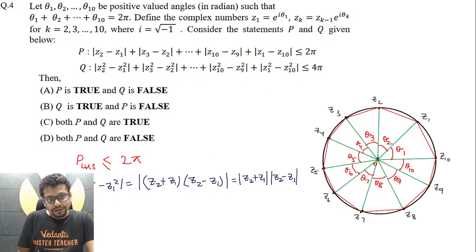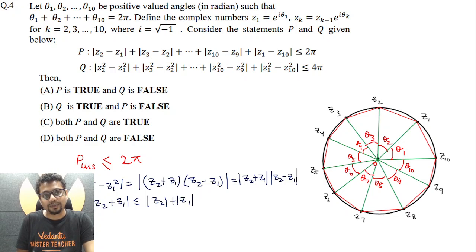And if you see carefully, mod Z2 plus Z1 using triangular inequality would be less than or equal to mod Z2 plus mod Z1, which essentially is 2. So that means this is less than or equal to 2. Similarly, you can say mod Z3 plus Z2 would be less than or equal to 2, and so forth, mod Z10 plus Z9 less than or equal to 2. Similarly, mod of Z1 plus Z10 would be less than or equal to 2.